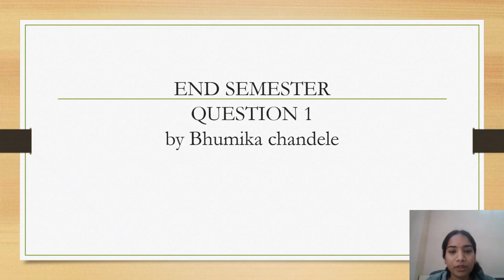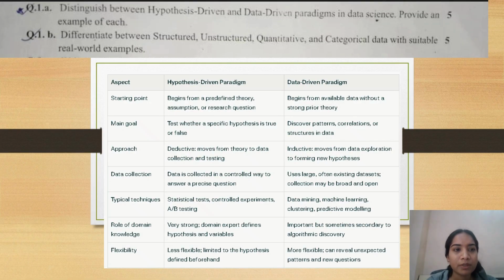Hello everyone. Today I am going to discuss the end semester question paper with question number 1. Part A: distinguish between hypothesis driven and data driven paradigms in data science. Provide an example of each.